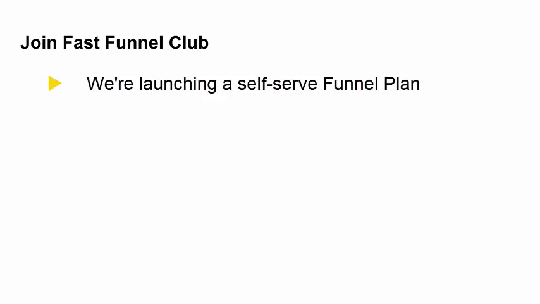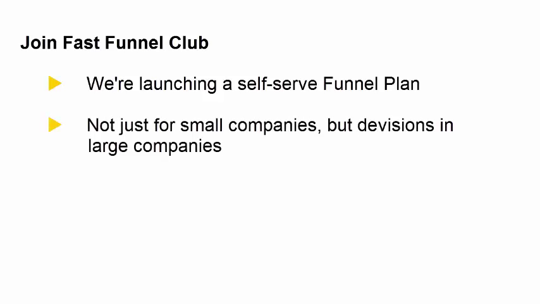That is not just for small companies who can't afford the consulting, but actually the small divisions of very large companies. You know, think of a very large company like an IBM. They can afford consulting rates with companies like us, but they've got tens of thousands of go-to-market plans that they work on every year. And that actually becomes wickedly expensive. So our self-serve funnel plan is not just for small companies, but also divisions within larger companies.